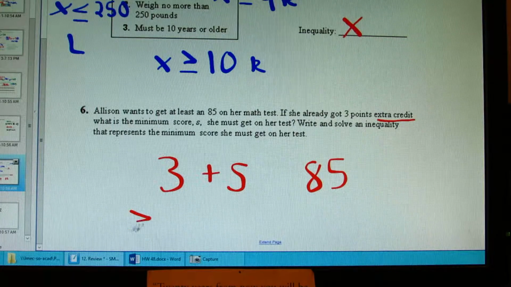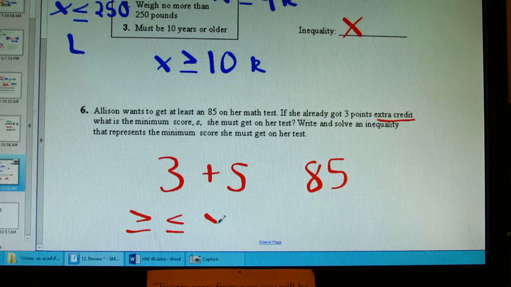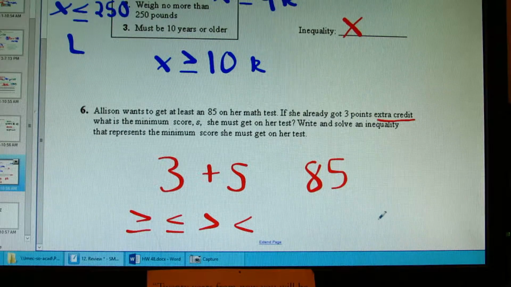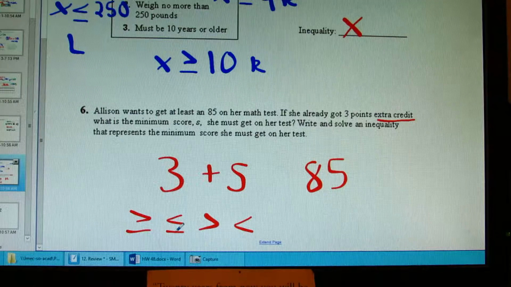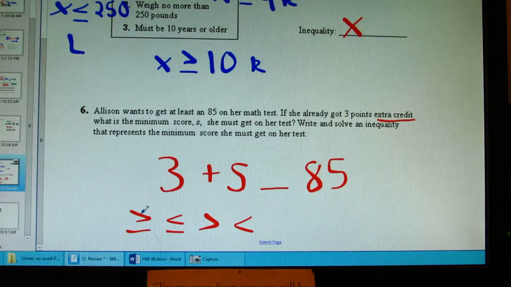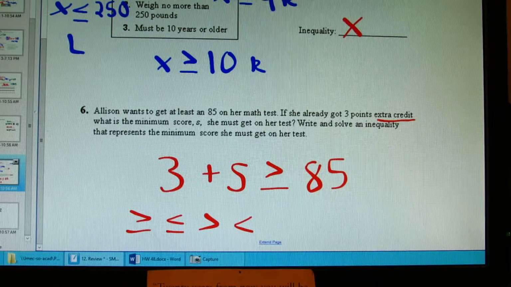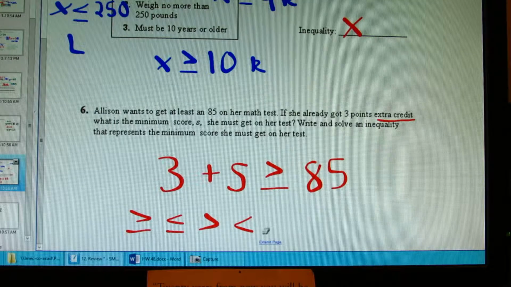We got a bunch of choices. At least. Well, think about it. Is equal to 85 okay? I want to get at least an 85. If I get at least an 85, I'll be happy. Well, yeah, that sounds right. So equal to is true. Does that mean I want to get greater than an 85 or less than an 85? I want to get at least an 85. That does mean greater. So there we go. That's my inequality. And now I just have to solve it.